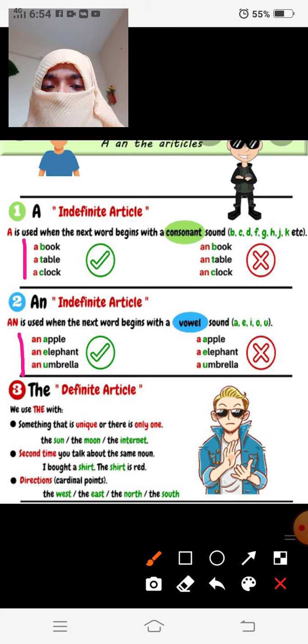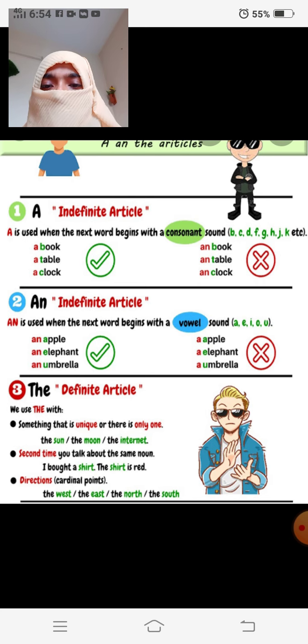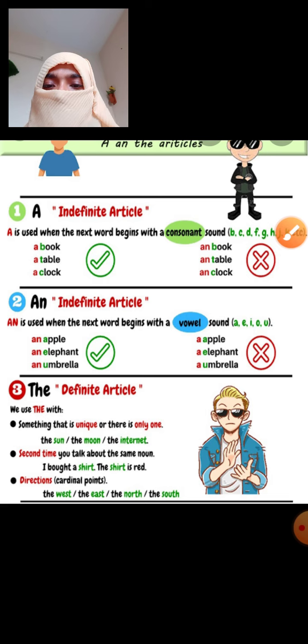And number 3, the definite article. When will we use the definite article? When something is unique or there is only one. Unique means the thing is the only one of its kind, like the sun, the moon. There is only one sun and one moon on this earth, and that's why we have used the article here.